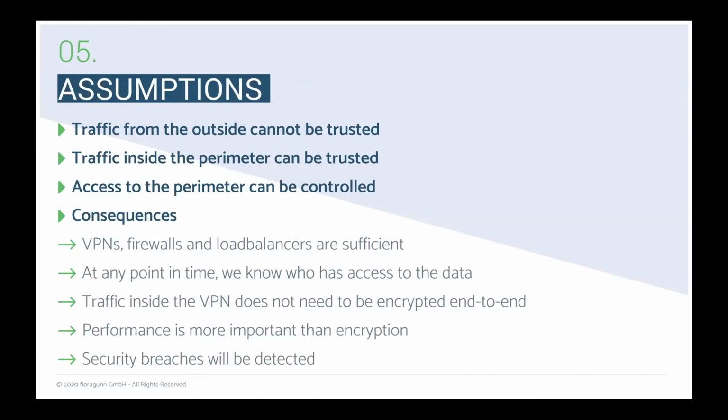So most of the time when looking at installations and infrastructures, the traffic inside the perimeter, meaning, for example, the VPN, is oftentimes not encrypted. So there are a lot of companies that just don't run any end-to-end encryption. And the last assumption is that any security breach that might happen can be detected, and you can figure out what happened and who was breaking into your system and what data was affected.